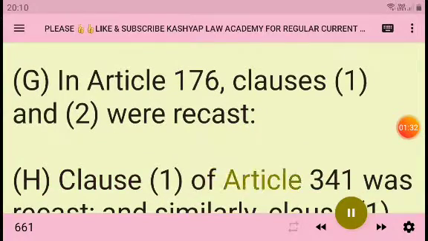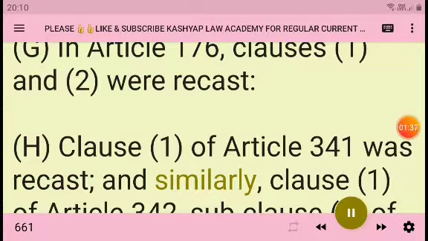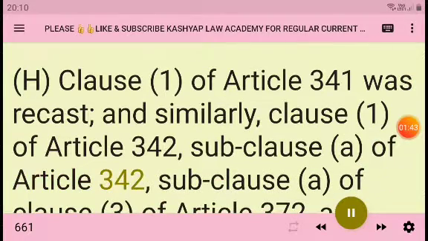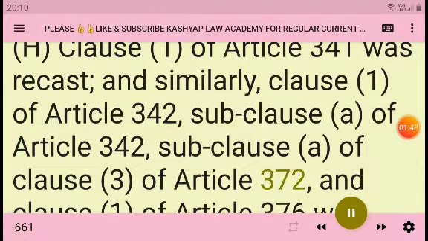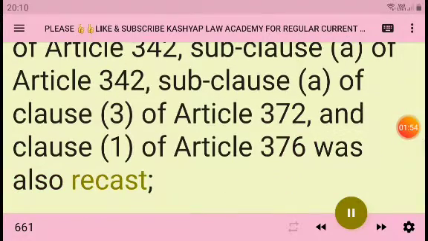H. Clause 1 of Article 341 was recast. And similarly, Clause 1 of Article 342, sub-clause A of Article 342, sub-clause A of Clause 3 of Article 372, and Clause 1 of Article 376 were also recast.